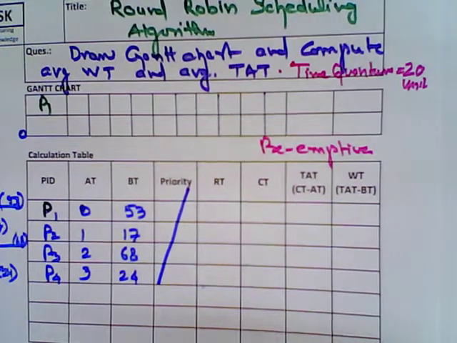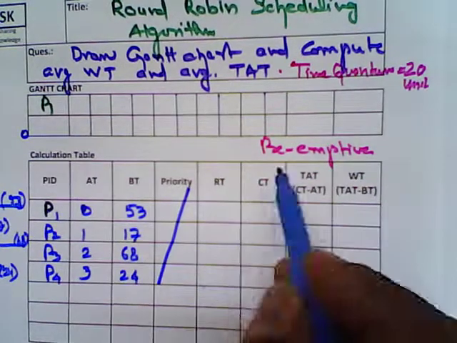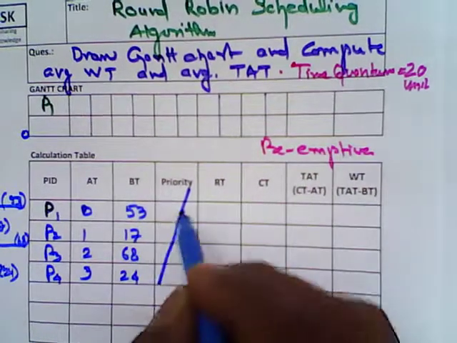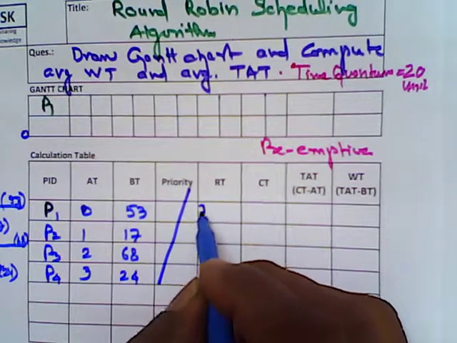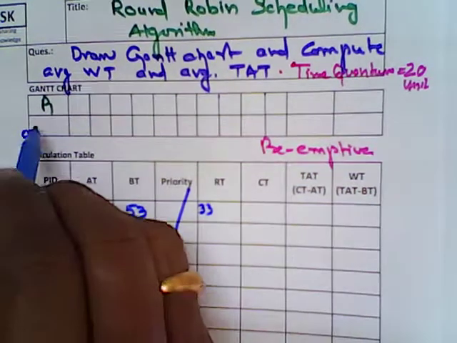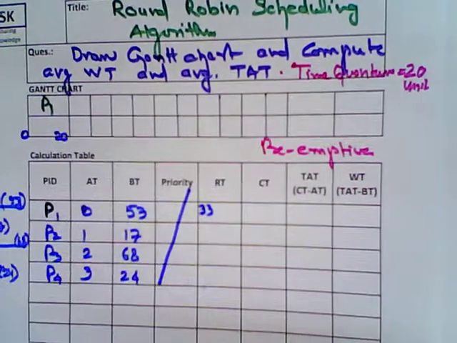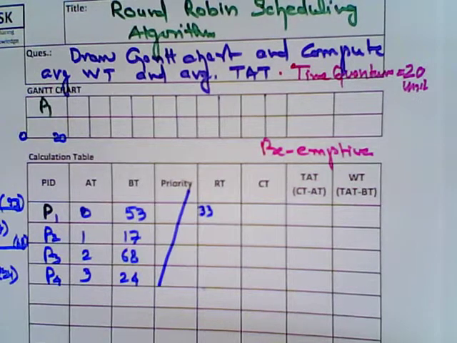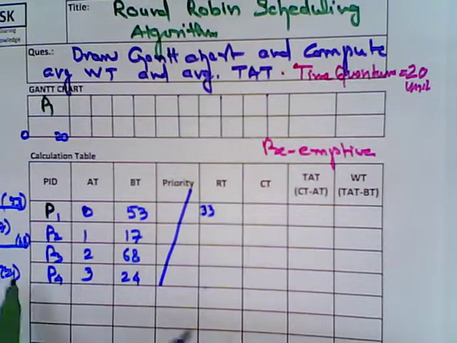So what we will do is, for the first process at 0, we take a 20 unit time. So 53 minus 20 is equal to 33, and we add 20 here, so 20 plus 0 is equal to 20. Now after P1, the next process is P2, with burst time 17. So that is P2 here.